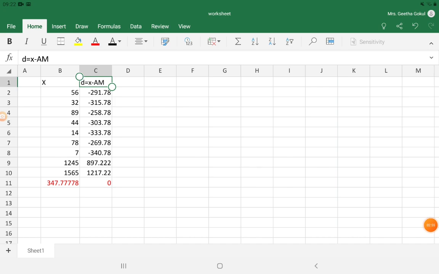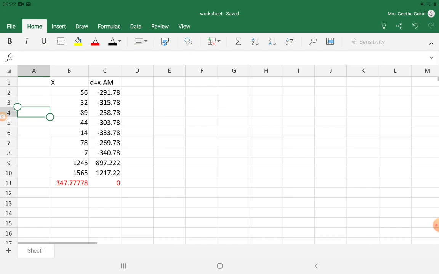Okay, continuing with the Excel example. I've just filled in the numbers and the formulas, and I can just show you. What you see over here, the x variables are randomly chosen. I have taken 9 values, x1, x2, x3 until x9, and over here in red, what you see is the sum of these 9 values divided by the count, that is 9. So this is the arithmetic mean, 347.7778. Now in the next column, I am calculating deviations using this formula.